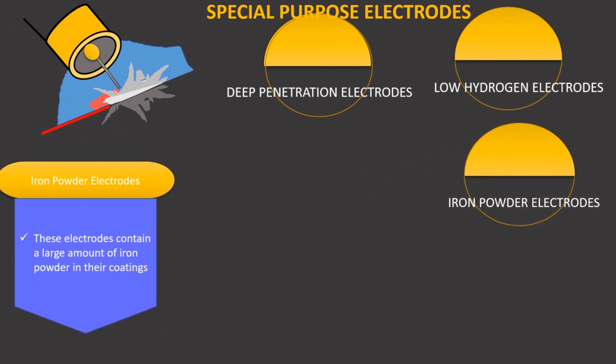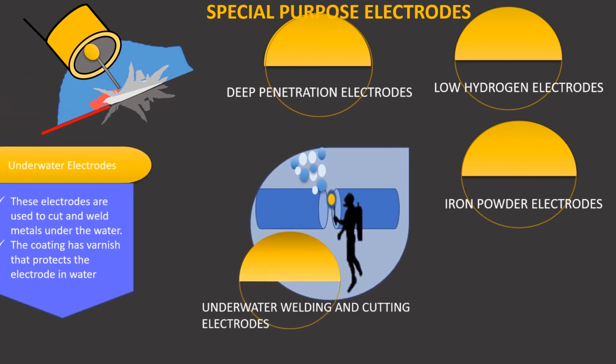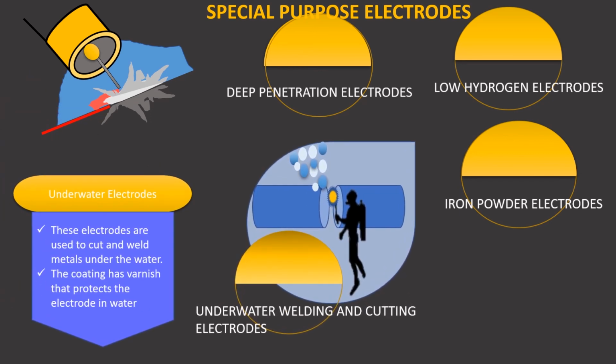Iron powder electrode. These electrodes contain a large amount of iron powder in their coatings. Underwater welding and cutting electrode. These electrodes are used to cut and weld metals under the water. The coating has a lacquer varnish that protects the electrode when immersed in water.